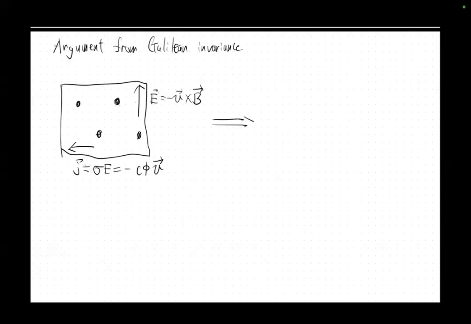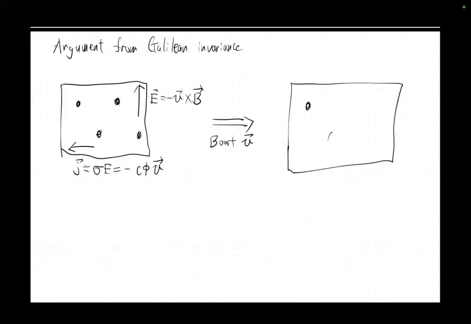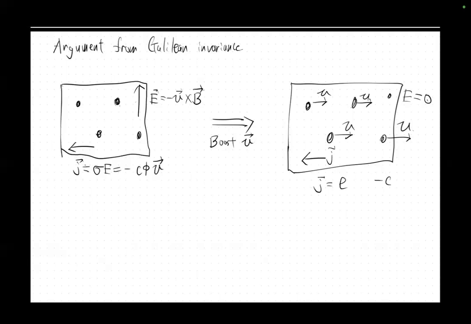Now let's do Galilean boost by velocity V. So what do I get after this transformation? The E field is now 0 because I set my original E field to precisely be cancelled by the Galilean transformation. Now there's some current J, but what's this current? This is equal to the original contribution, which was minus C phi V, and now a contribution from Galilean boost, which is proportional to rho.